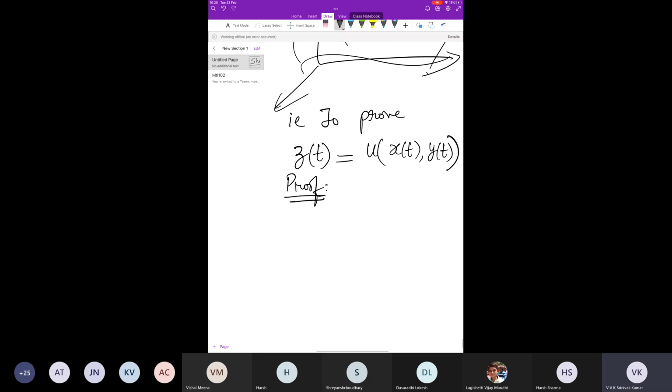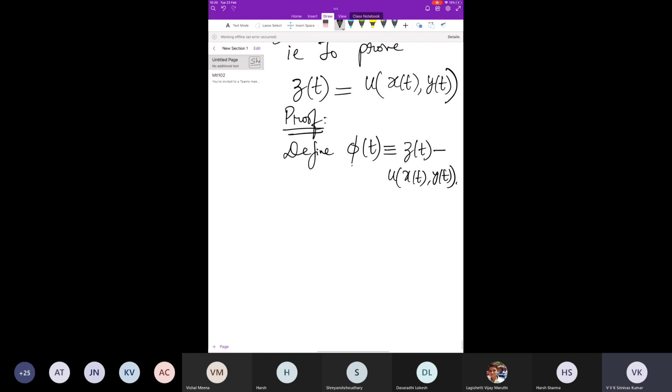Now define phi(t) equal to z(t) minus u(x(t), y(t)). What will phi'(t) be? Differentiate this one. Phi'(t) will be z'(t) minus, this is a composition, so ux times x'(t) minus uy times y'(t).